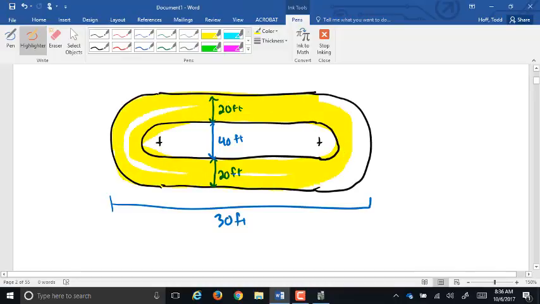Yeah, I will. No extra charge for the extra zero.